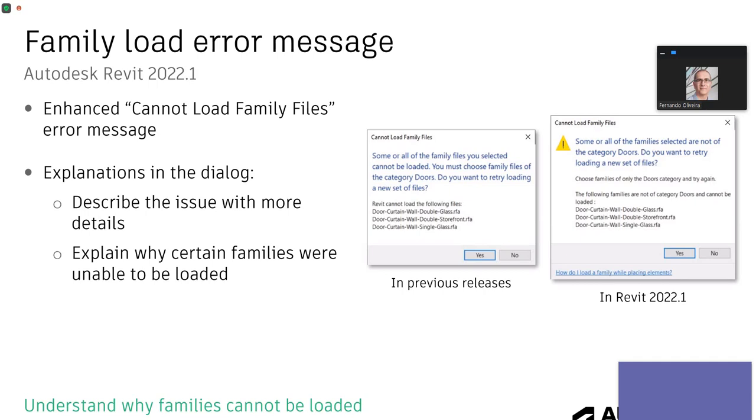We have improved on the share coordinates, and now we are improving on the load families. And we're going to see in the future in other categories. So let's go forward. What do we have more?